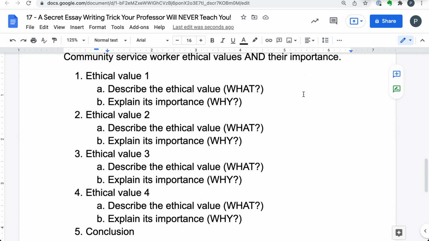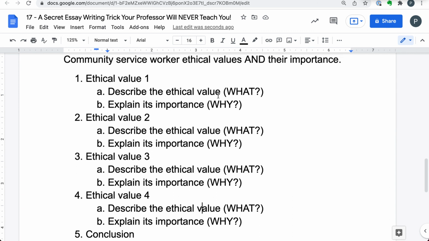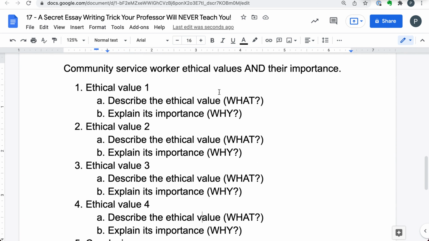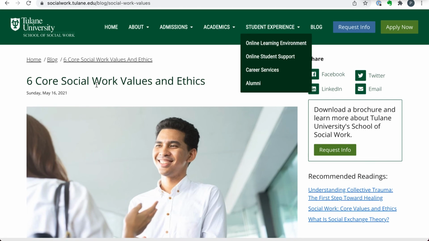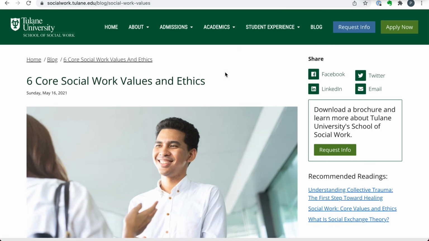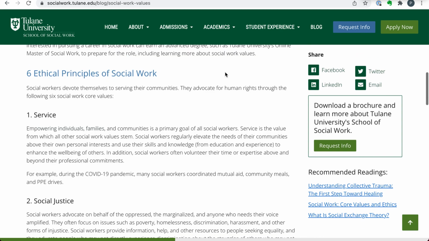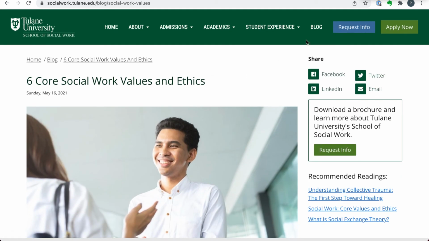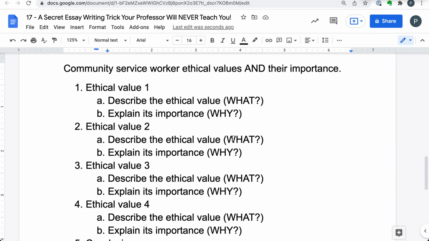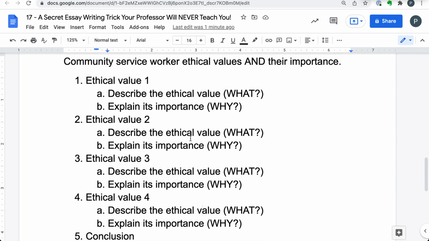Okay, and that's exactly the secret essay trick that your professor will never teach you, because the professor is not always crystal clear on her own assignment. You see, she will tell you, yes, describe the social work values and ethics, but in the end, it turns out to be just 6 ethical principles. The values are just not different from your ethics. Okay, there we go.